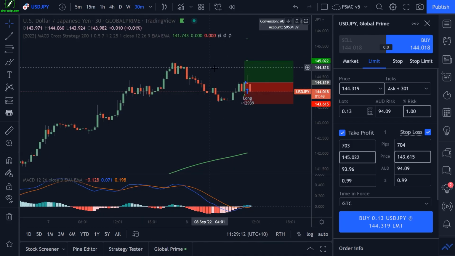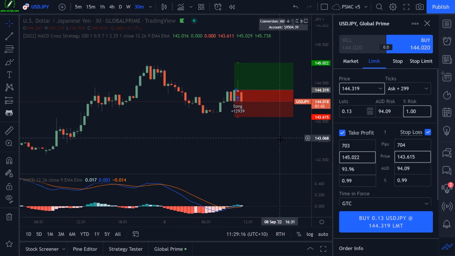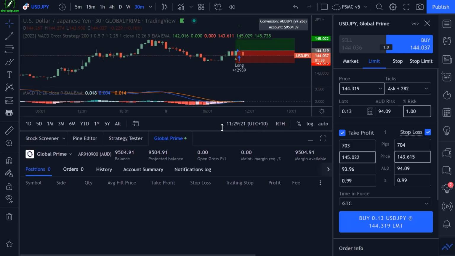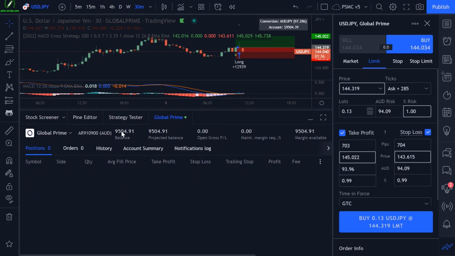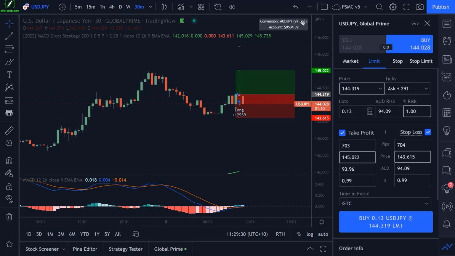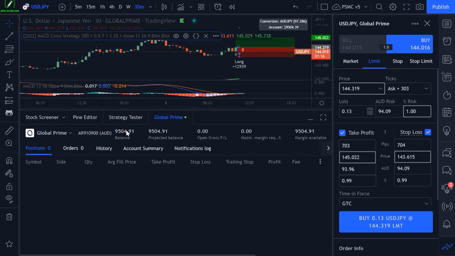But before I do that, just to prove that this code actually works, or is at least highly accurate, I'm logged into one of my accounts here, my discretionary account. I have 9,500 real Australian dollars in this account. And I've set up my script so that if you look up here, my account balance is 9,504. And I've set my base currency in the strategy tester to Aussie dollars. So I've got my account balance in the strategy tester as close as possible to my real account balance.